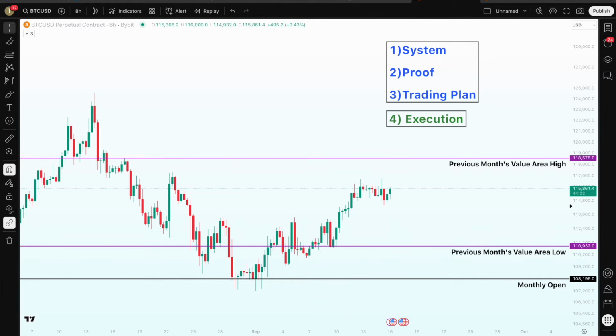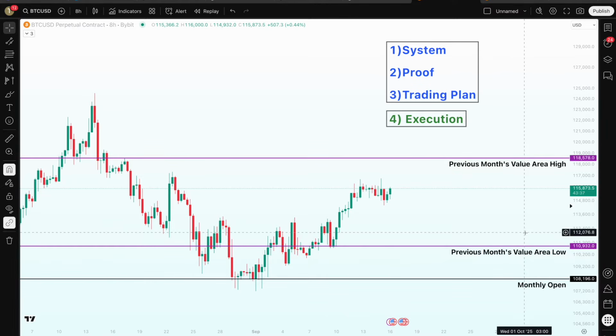Now, let's get started with what the setup is. It's called the PMV setup, because it's the previous month's value setup. And how that name came about is that the previous month's value means the 70% of the volume generated during last month.